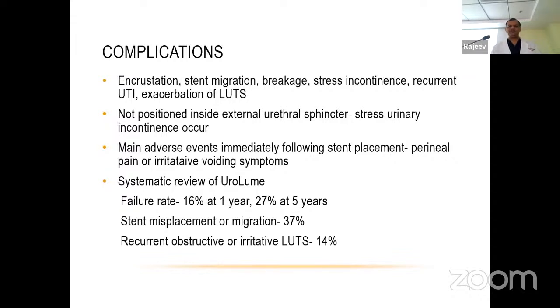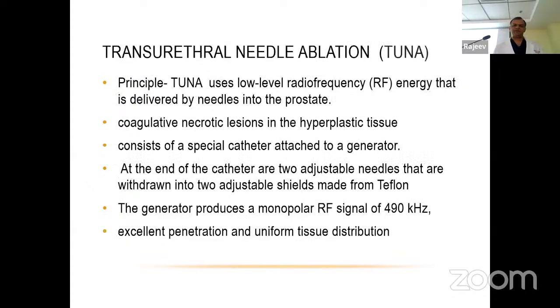A bad adverse event immediately following stent placement is perineal pain and irritative voiding LUTS. A systematic review of Urolume says that the failure rate of stents is 16% at 1 year and 27% at 5 years. Stent misplacement and recurrent obstructive or irritative LUTS are other complications of stents. Next minimally invasive technique is transurethral needle ablation.